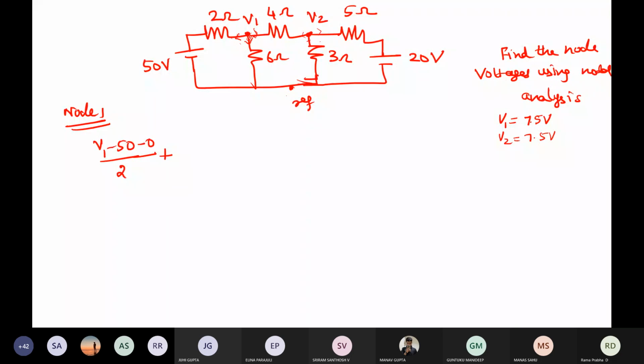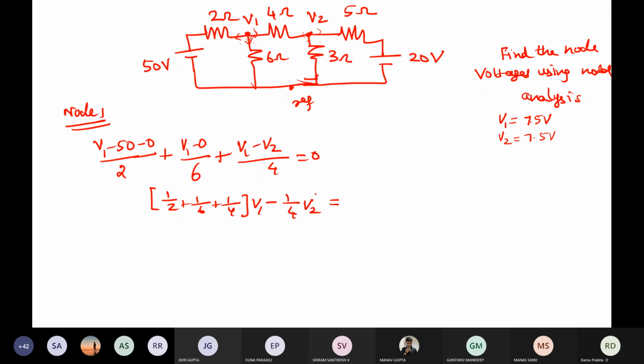Then if I take the 6 ohm branch, it will be (V1 minus 0) by 6, isn't it? Then if I take this 4 ohm branch, between which and which voltage is it? V1 minus V2 by 4, equal to 0. This is what you will be getting in your first equation. So it will be (1 by 2 plus 1 by 6 plus 1 by 4) of V1, minus 1 by 4 of V2, is equal to 50 divided by 2, that is 25. This will be equation number 1.